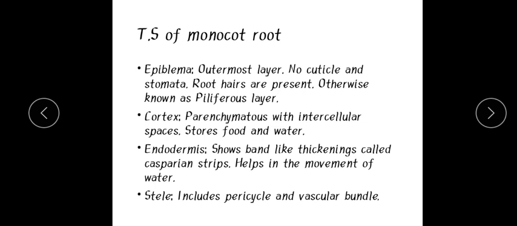I repeat once again, you have got the epiblema, which is going to be the outermost layer. Here you don't have any cuticle or stomata. Root hairs are present, otherwise it is known as piliferous layer. Next is going to be the cortex layer, where you got the parenchymatous cells with intercellular spaces. It stores food and water. Endodermis, it shows band-like thickenings called Casparian strips. It helps in the movement of water. Stele, it includes pericycle and vascular bundle.